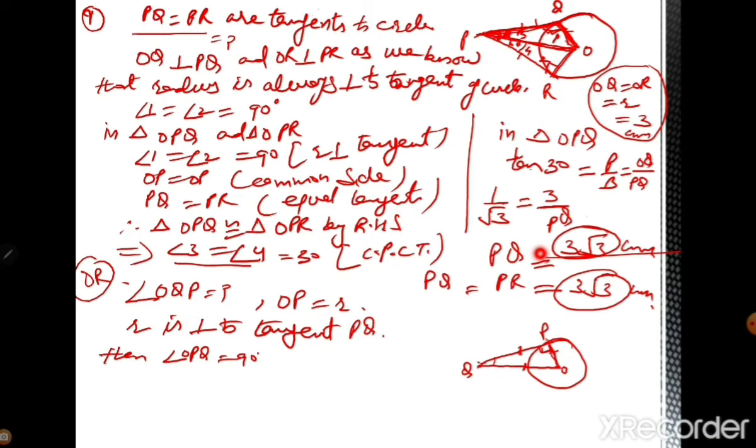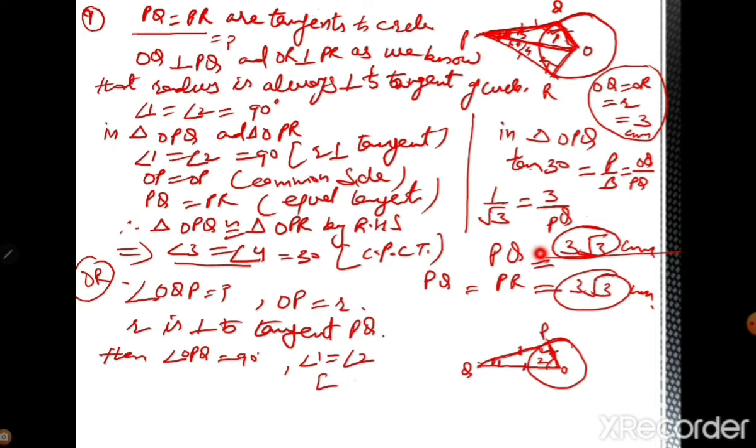So OP and PQ will be equal because it is an isosceles triangle. Now if two sides are equal, then opposite angles will be equal. So the opposite angle of side OP is angle 1, and the opposite angle for PQ will be angle 2. So these both will be equal. So here we can write angle 1 is equals to angle 2.